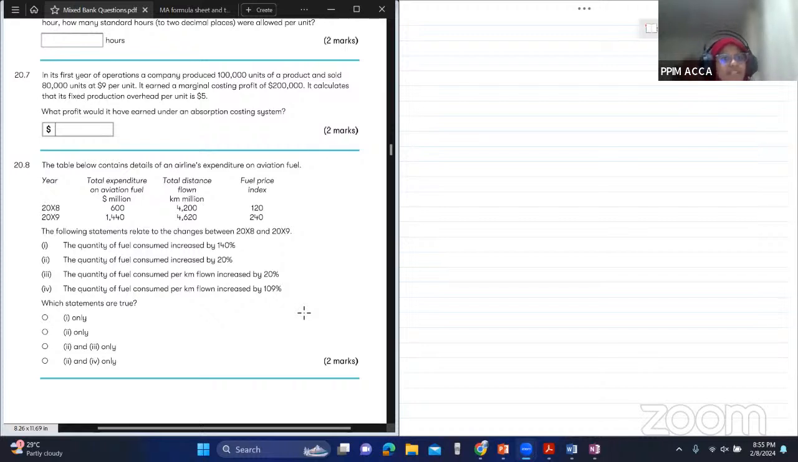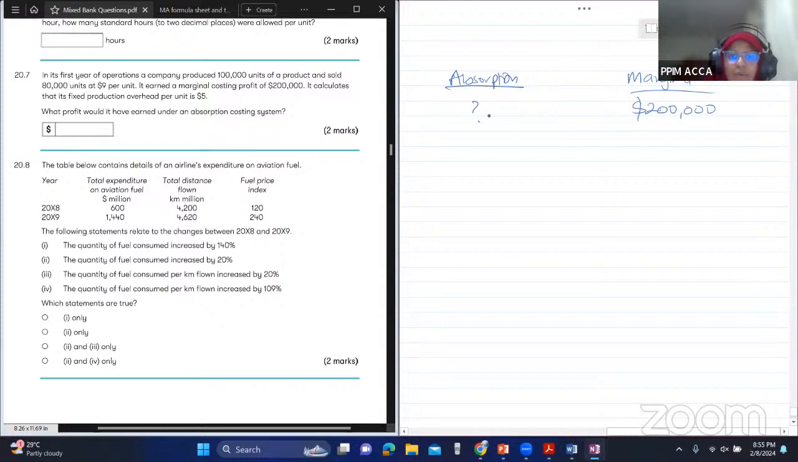In its first year of operations, the company produced 100,000 units of a product and sold 80,000 at 9 per unit. They're saying that the marginal costing profit was 200,000, and they're asking you for the absorption costing profit. Now, we can't directly calculate this. We can first calculate the difference between the two. So, what is the difference? That is the change in inventory.